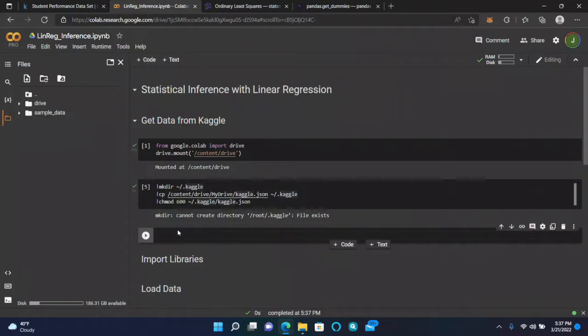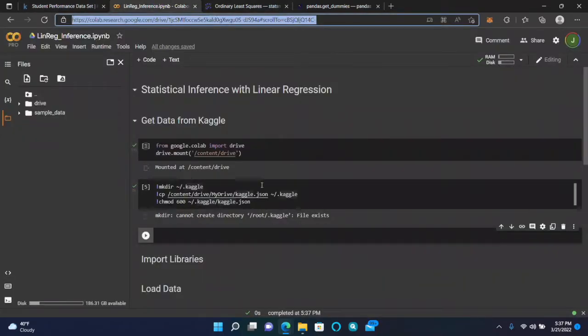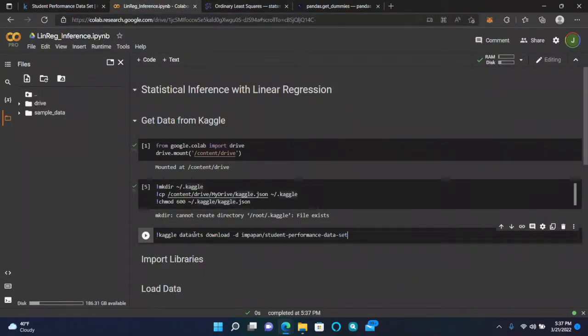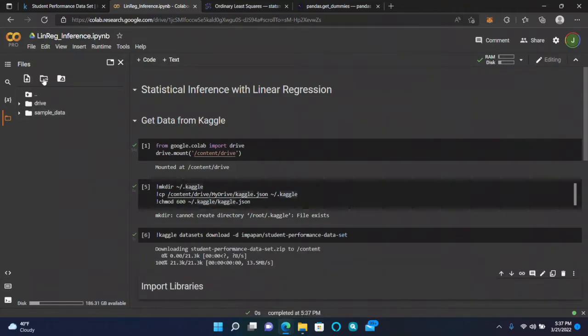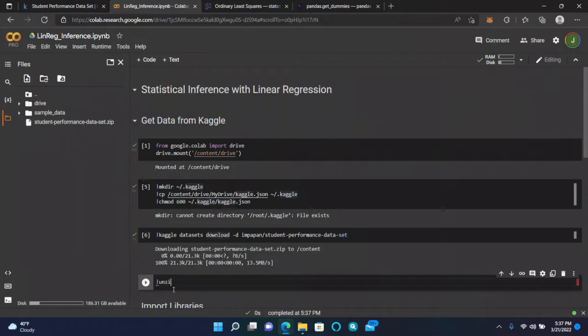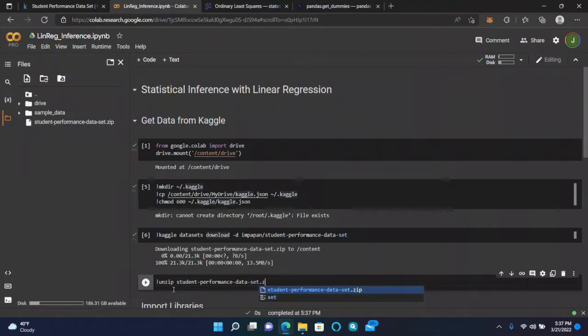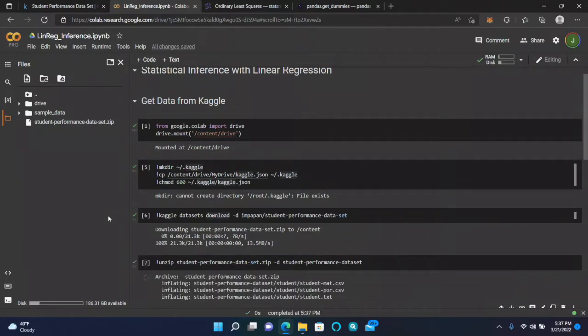Now, we need to bring that in from Kaggle. We're going to go back to this website and just copy the API command. To run that, you just put this in there, and it's going to bring it in, as you'll see in a second, as a zip file right here, .zip. So we need to unzip it. Unzip student-performance-data-set.zip, and we're going to put that in student-performance-dataset. All right, that should do it. And here it is now. You see we got this folder, and it's got all of our CSV files in there.